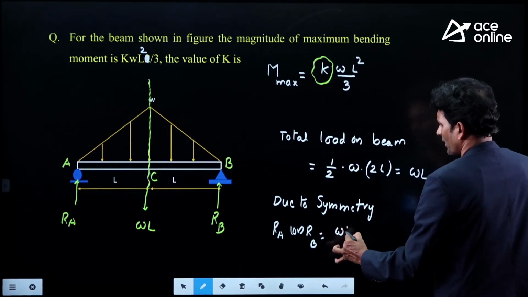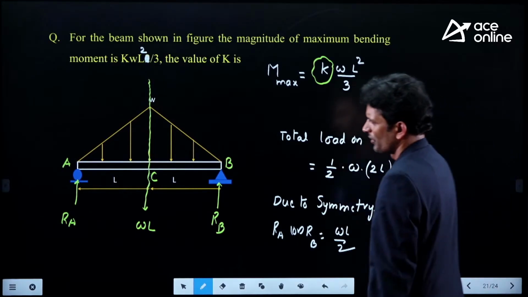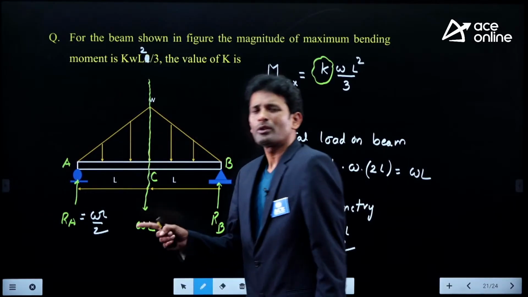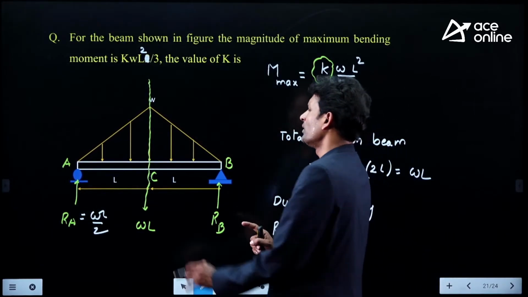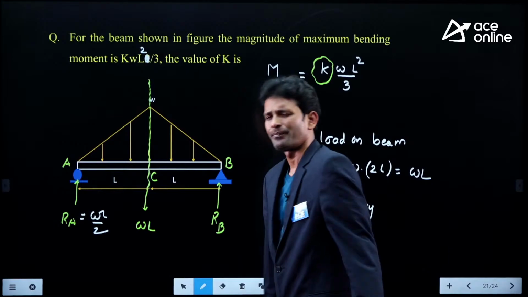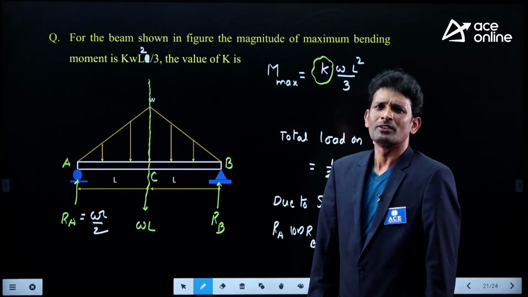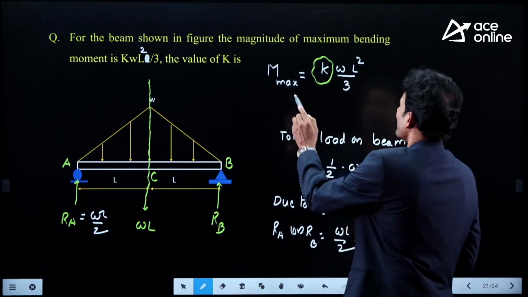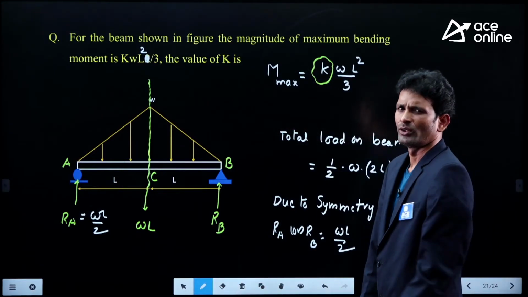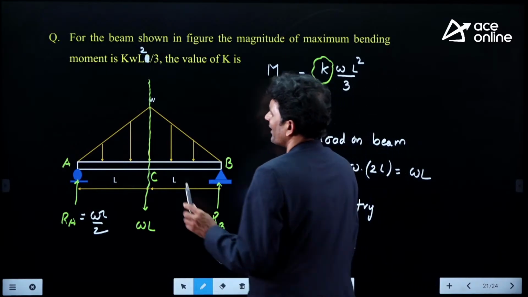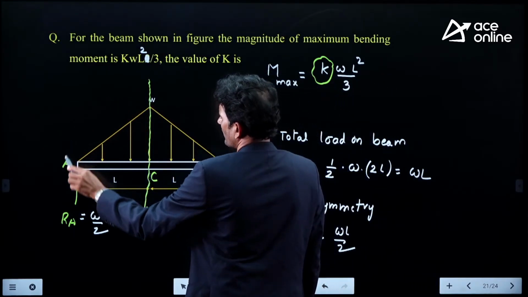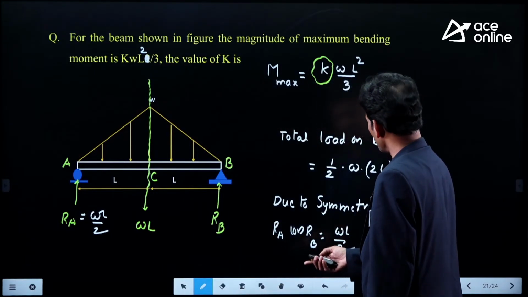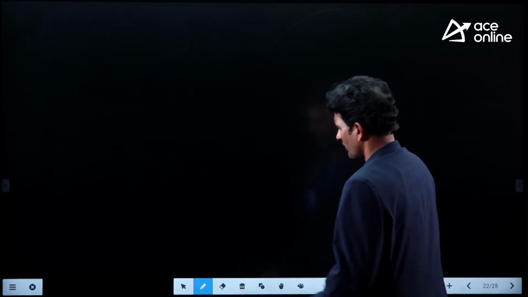What is the total load? Omega L, divided by 2, so here it is omega L divided by 2. And one important thing we know: when the load is symmetrically placed on a simply supported beam, zero shear force, or maximum bending moment, is available at the midspan of the beam. So, by knowing that point, I directly try to find the bending moment at point C.